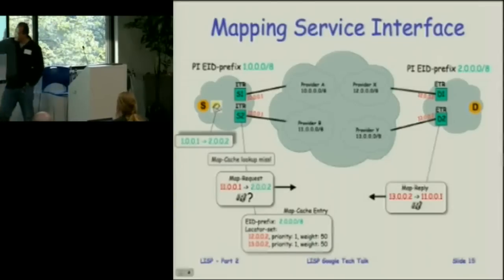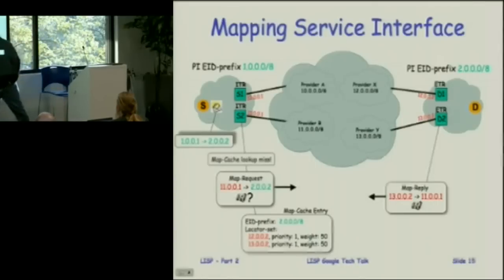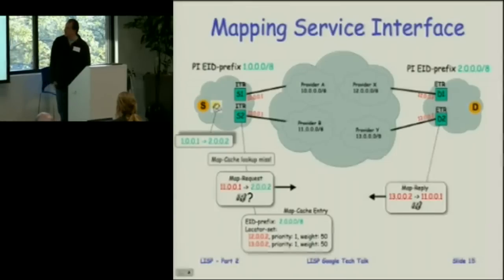So this 2/8 is the entire site here, and we're saying that the two locators that you need to encapsulate to get to anybody in 2/8 is 12.0.0.2 and 13.0.0.2. We showed that last time. Once that map request, map reply exchange happens, you have the information you can encapsulate to.